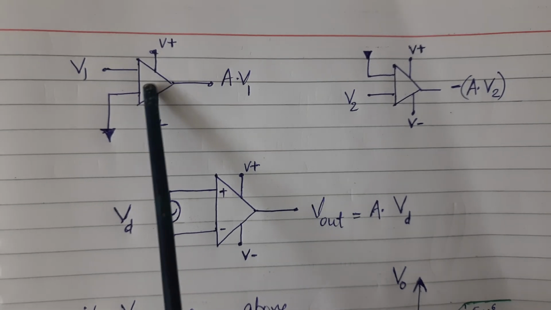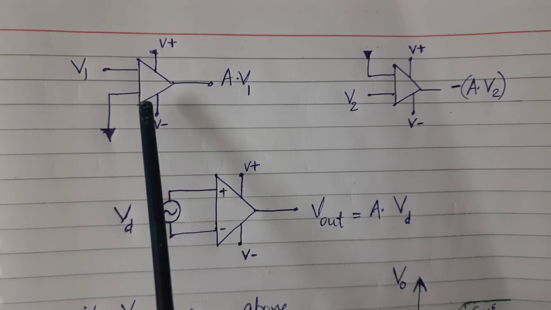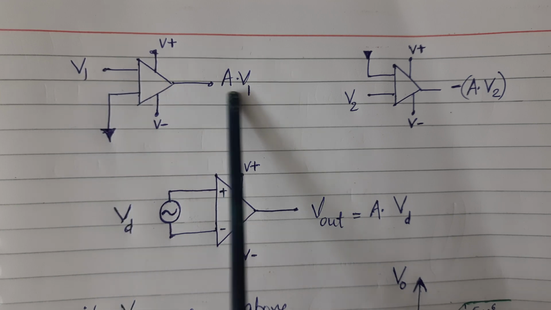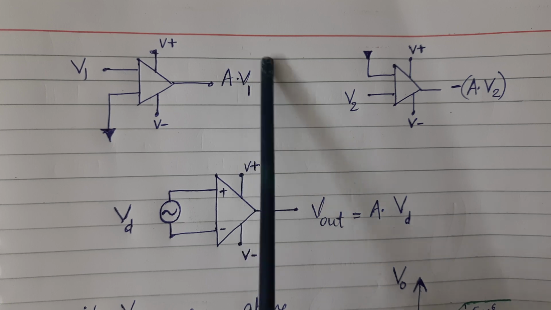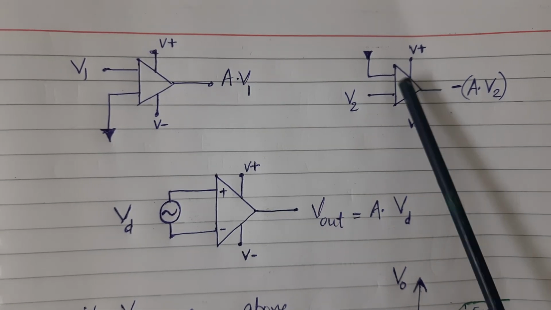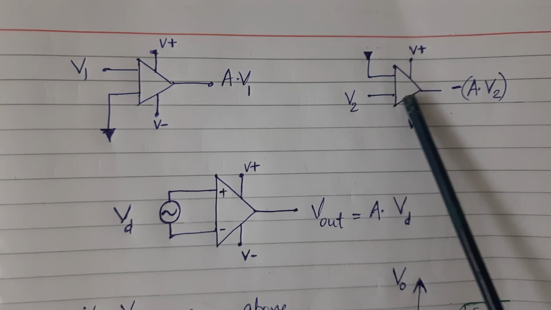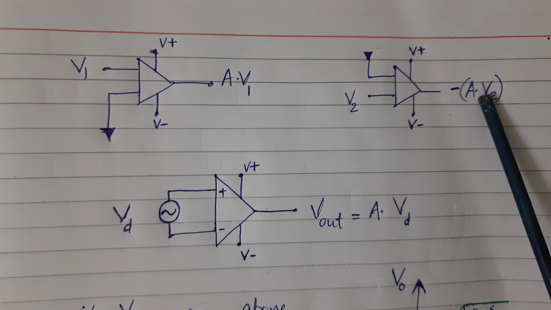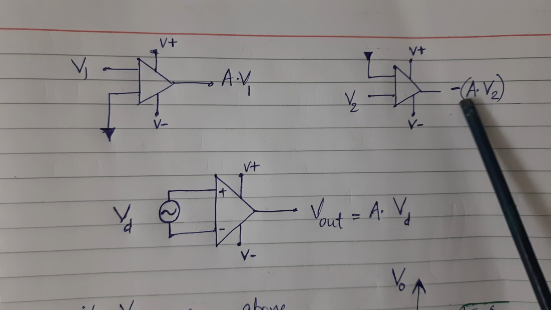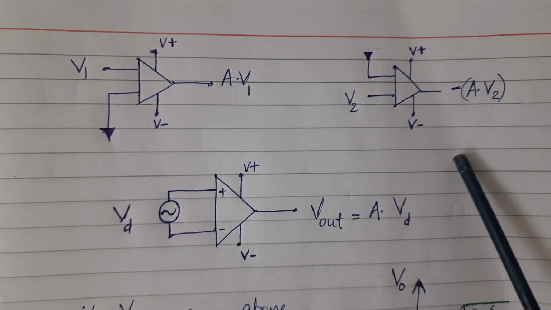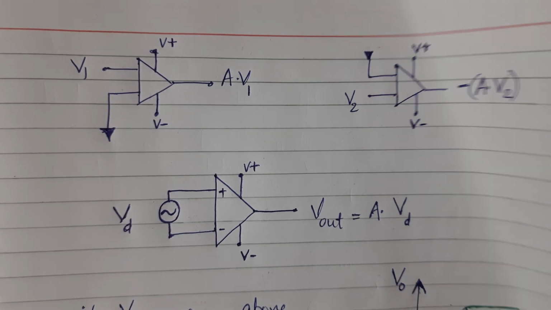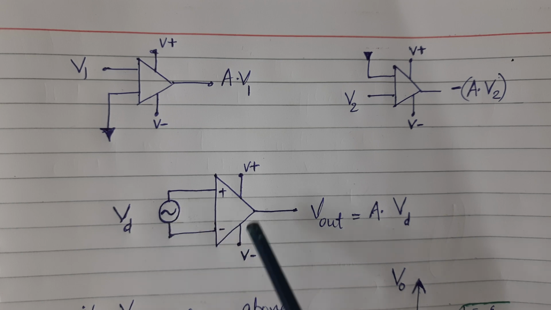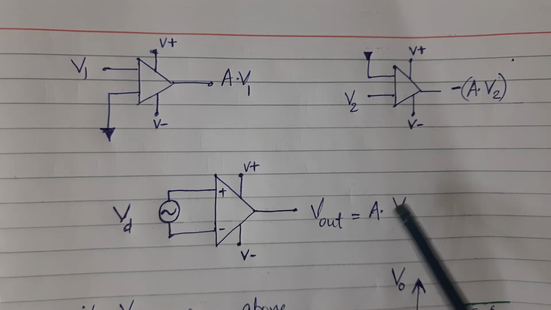Now, I am grounding one of the inputs, and V1 is the positive, non-inverting terminal. I am giving the input only here. So the output will be the amplification or gain factor times V1, so A times V1. In the next case, I am grounding the V1 input, and V2 is the inverting terminal. Here I am giving the input, so the output will be an inverted signal: minus A times V2, or A times minus V2, whatever it is. And when we connect the op-amp and give a common signal here, the common signal is called VD, and the output will be A times this input signal VD.